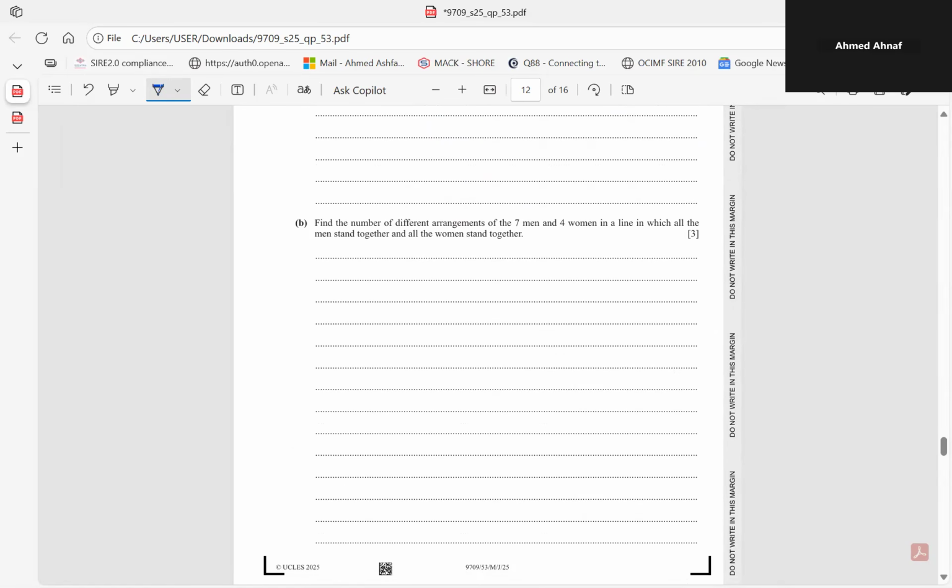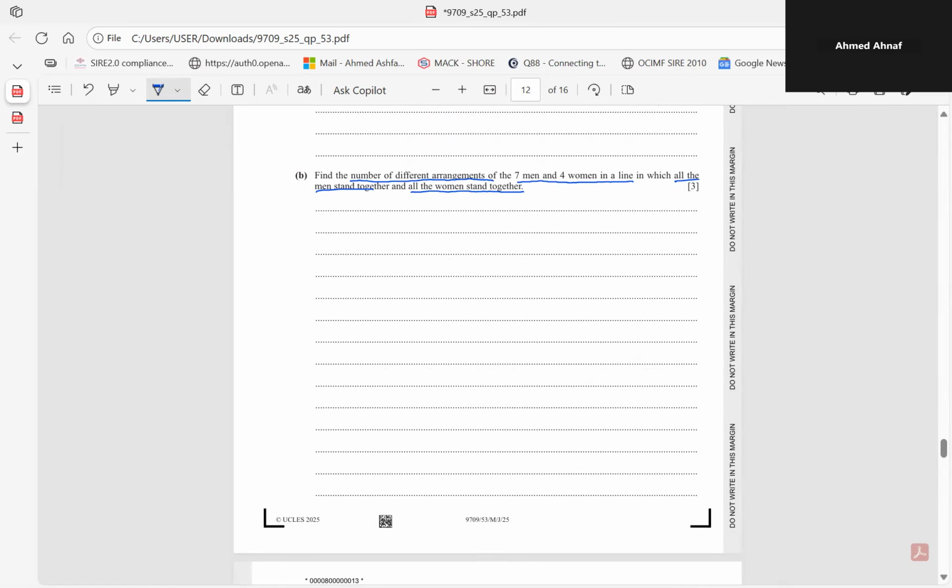Okay, so now we have to find the number of different arrangements of the 7 men and 4 women in a line, in which all the men stand together and all the women stand together. Okay, so let's draw 11 slots: 1, 2, 3, 4, 5, 6, 7, 8, 9, 10, 11. Let's draw the men first: 1, 2, 3, 4, 5, 6, 7, and the women: 1, 2, 3, 4.